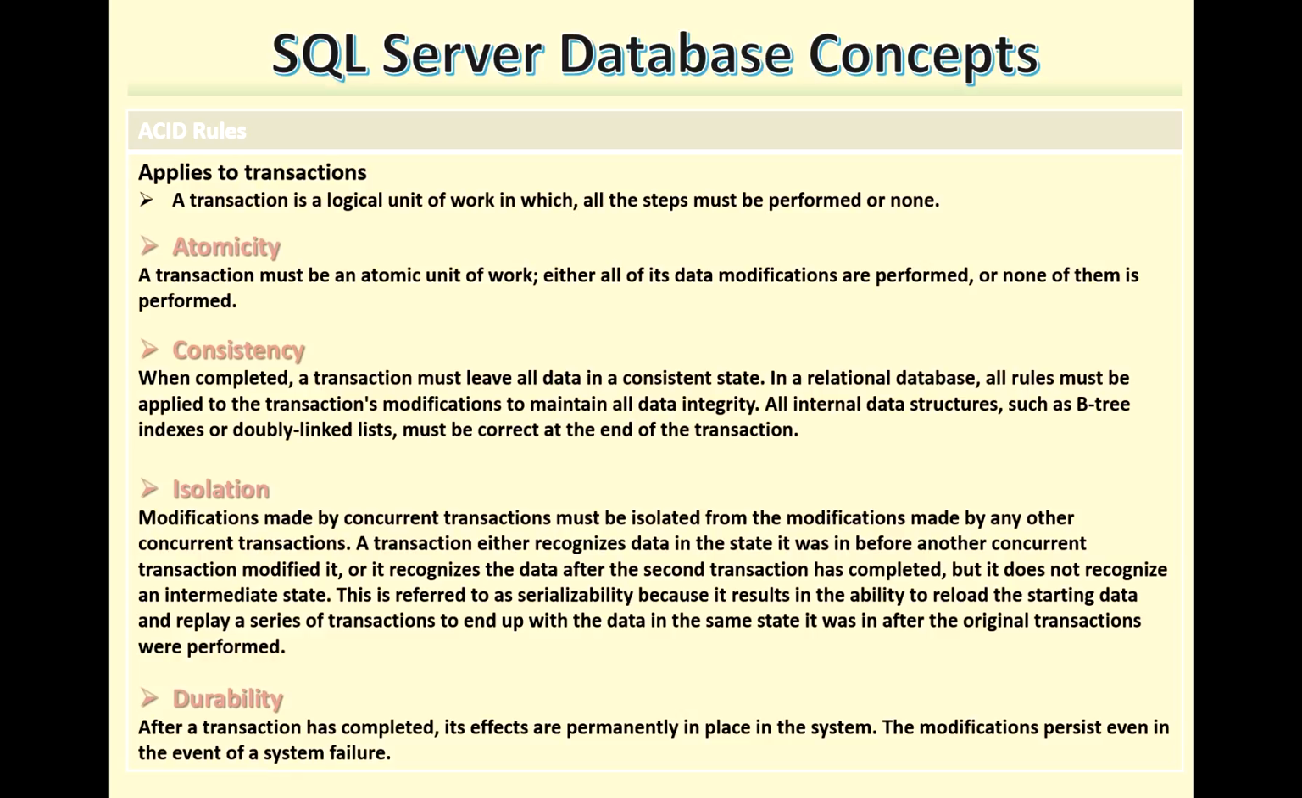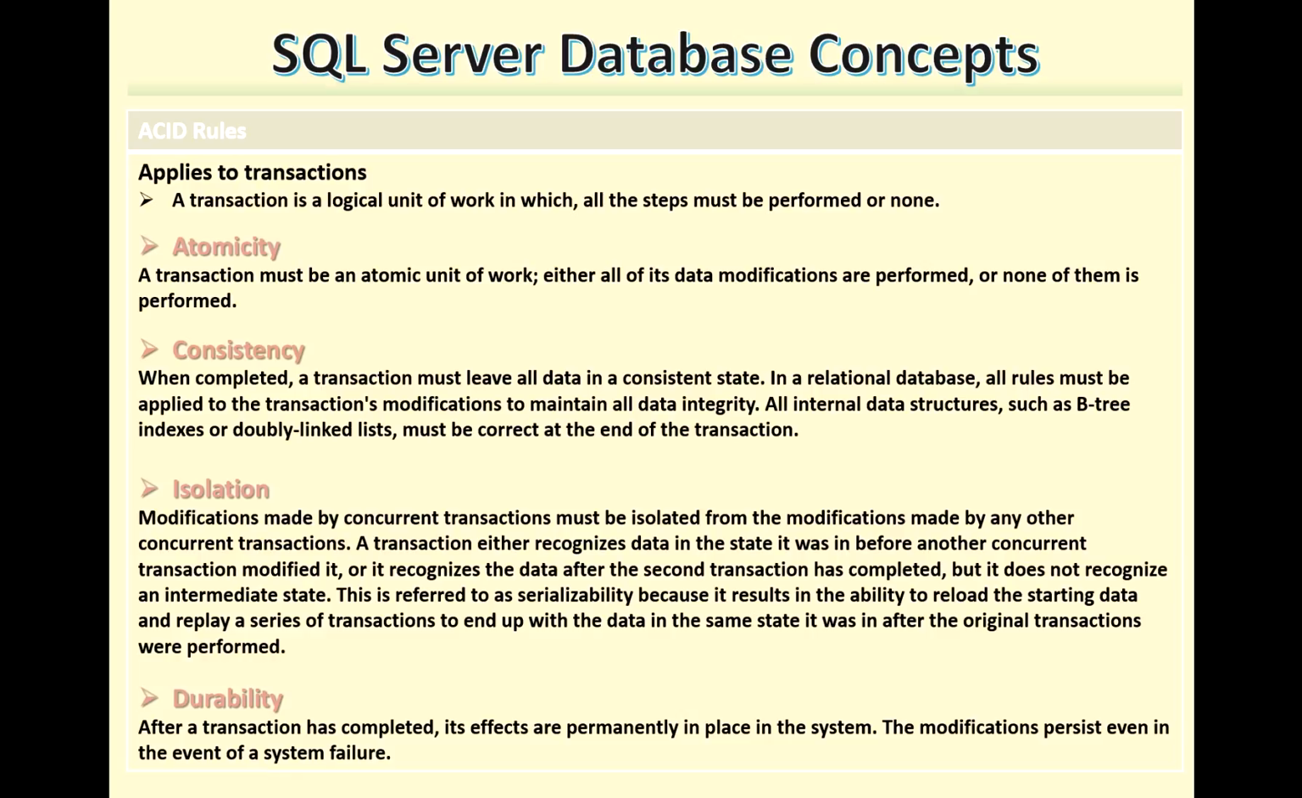Okay. Consistency. When a transaction is completed, it should leave the database in a consistent state. So in a relational database, all rules must be applied to transaction modifications. So what does that mean? Once a transaction is committed, that means once an order is updated, the after effect should be consistent. That means whenever I look at that particular order, I should get the same information, whatever the updated information. Then isolation. I stands for isolation.